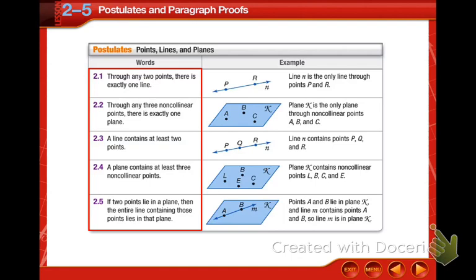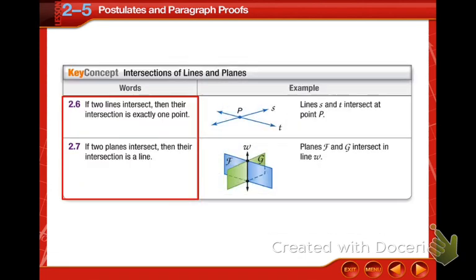And then 2.5 is only one different than these 5, within these 5 here. And it's that if 2 points lie in a plane, then the entire line containing those points lies in that plane. It's the only one that references all 3 things: points, lines, and planes. So if we have any questions throughout our practice problems that have all 3 things, we know that we're referencing postulate 2.5. There's 2 more here.